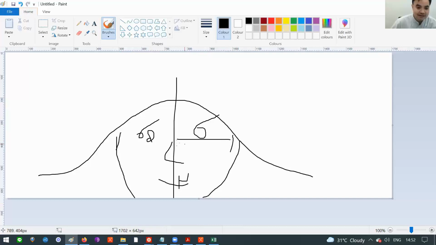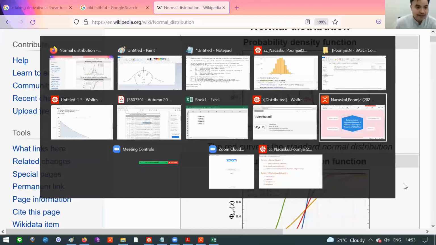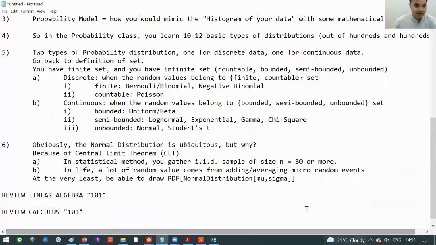So that's mu plus sigma, mu minus sigma. That's 2 sigma. By the way, we talk about 6 sigma quality control. That's where the probability of error is so small. That's called 6 sigma. So that's it, right? At the very least, draw this.